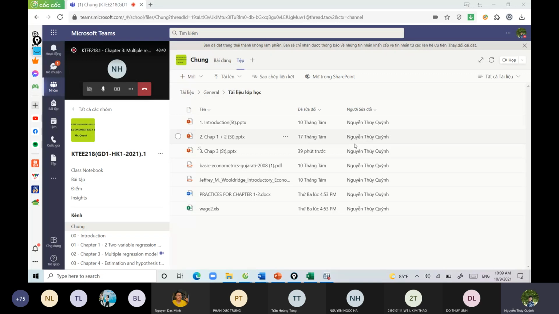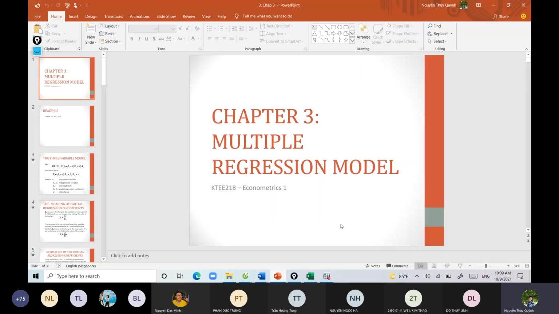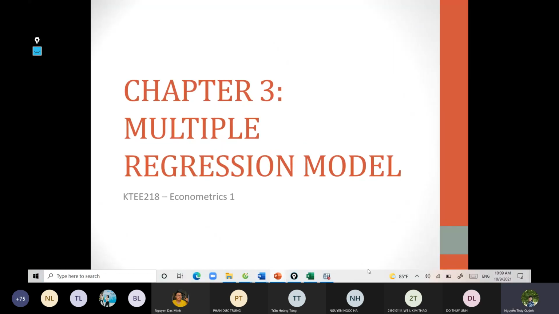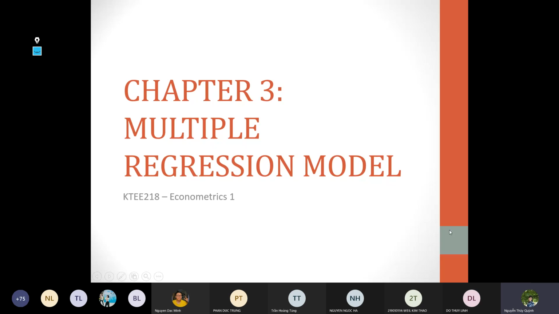Okay. So let's start with chapter 3, multiple regression model. In chapter 1 and 2, we have studied the simple linear regression model, or we can call it the two-variable regression model. You can see that the two-variable regression model is very easy to specify, and it is also easy to estimate. We have just two very simple formulas to calculate the estimated value of the slope and the intercept.